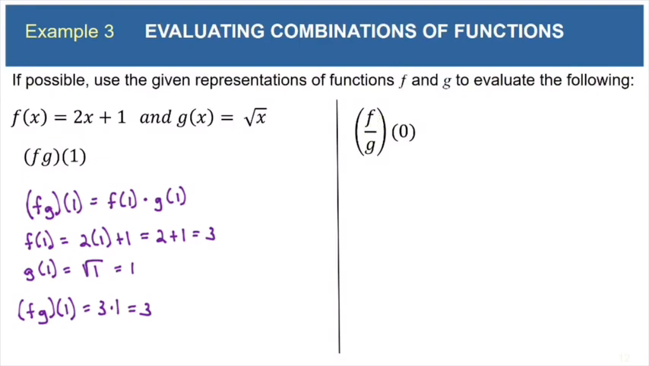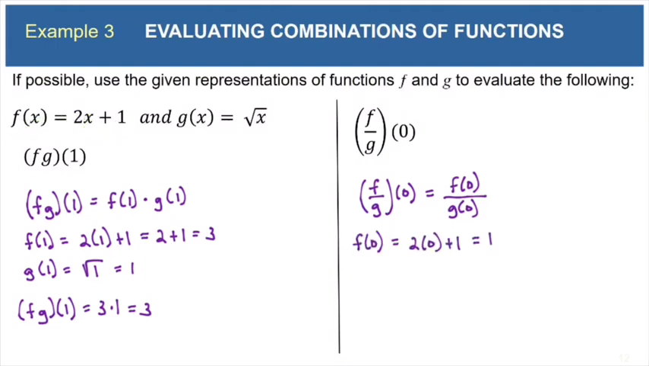On the last part, we have f divided by g of 0. So of course we restate that as f of 0 divided by g of 0, and we'll need to plug 0 into each of these. So f of 0 would be 2 times 0 plus 1, that's 1. G of 0 would be square root of 0, that's 0. So now f of 0 divided by g of 0 would be 1 divided by 0, which is undefined. Now we'll finish this section up in part 2.